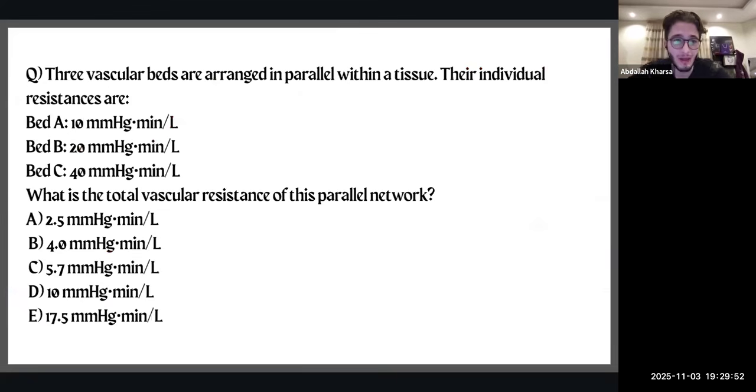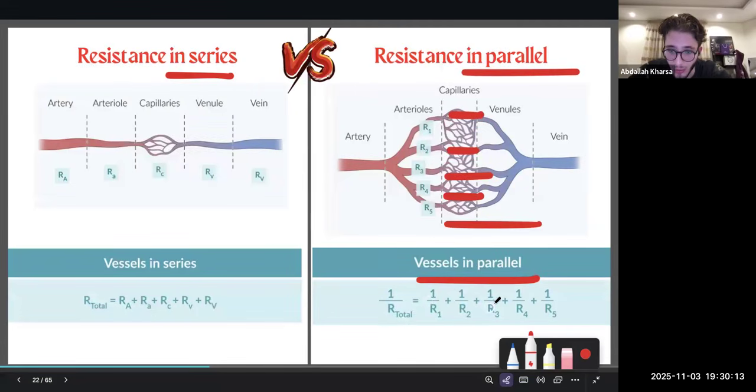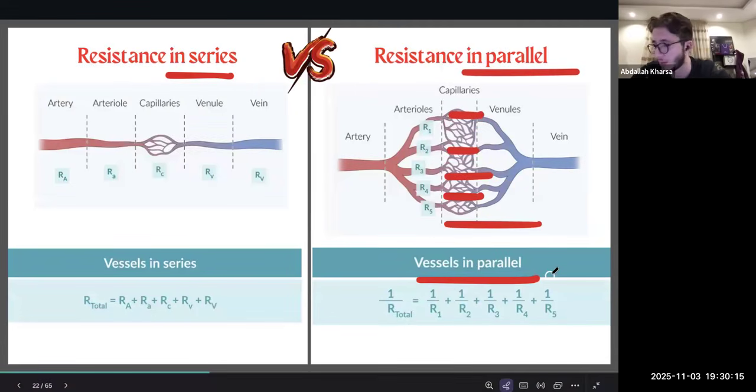But 3 vascular beds are arranged in parallel within a tissue. In parallel, their individual resistances are 10 and 20 and 40. What is the total vascular resistance? Just type in the chat. What do you guys think the answer is? I want you guys to calculate it on your own and tell me what you think the answer is. We said this is the formula: 1 over R total equals 1 over R plus 1 over R, 1 over R, and so on.